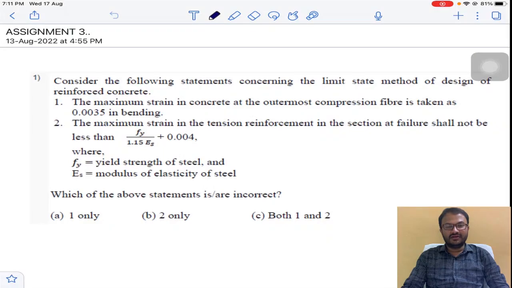Today I am going to solve the third assignment of design of reinforced concrete structures.